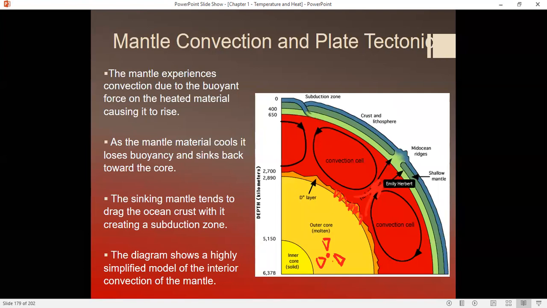Now, we're not quite sure how complete these cells really are. First of all, the mantle is technically a solid, okay? It has some fluid-like properties, but the mantle will rise in some locations, and it will sink and pull the crust down in other locations. So where it rises, we get divergent faults, we get mid-oceanic ridges. Where it sinks, we get subduction zones or convergent faults.